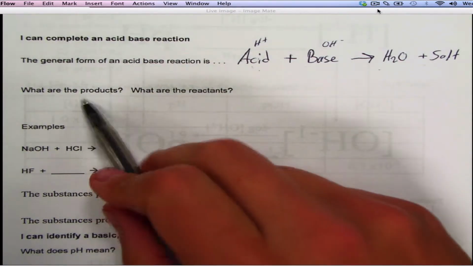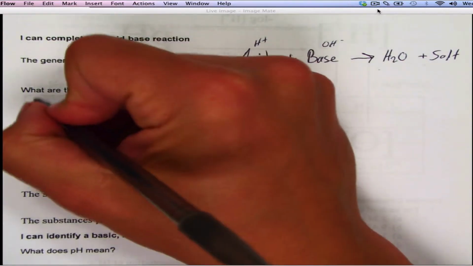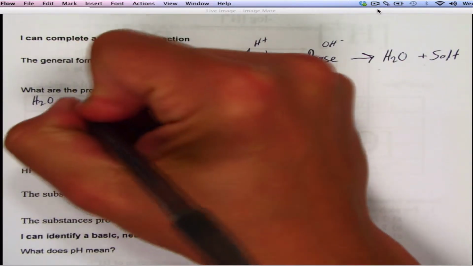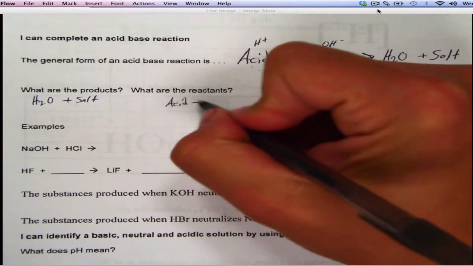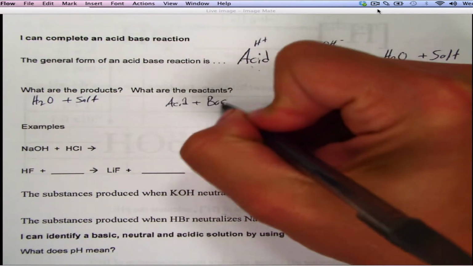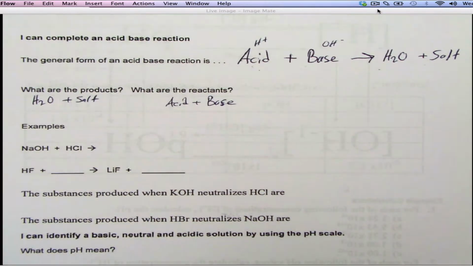So what are the products? Well, the products are going to be the water and the salt. And what are the reactants? The reactants are going to be the acid and the base. This is where, when we talked about reactions and how to finish reactions before, this is how you do this stuff. It's a little bit of review, so you might have to take some time for it to click back into your brain. They're double replacement reactions. So if you want to look something up, look up double replacement reactions.